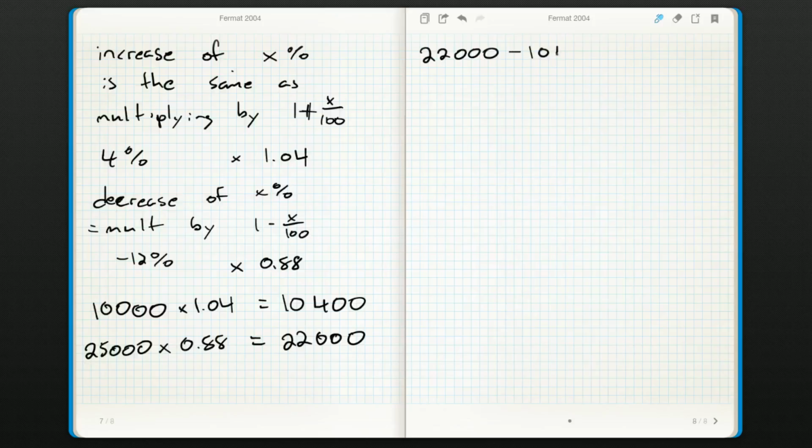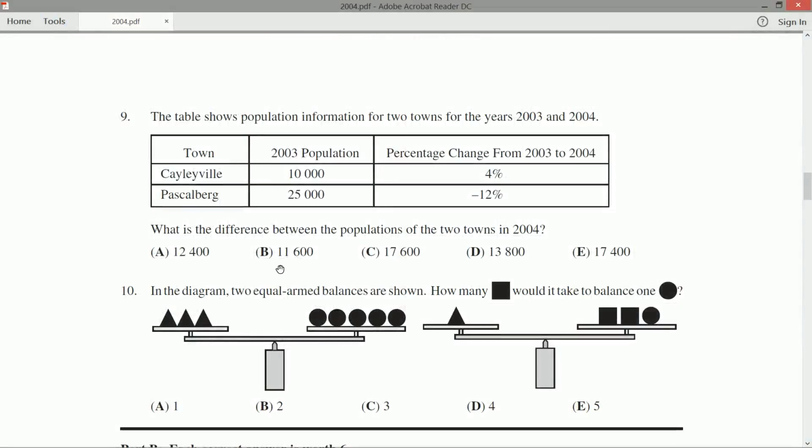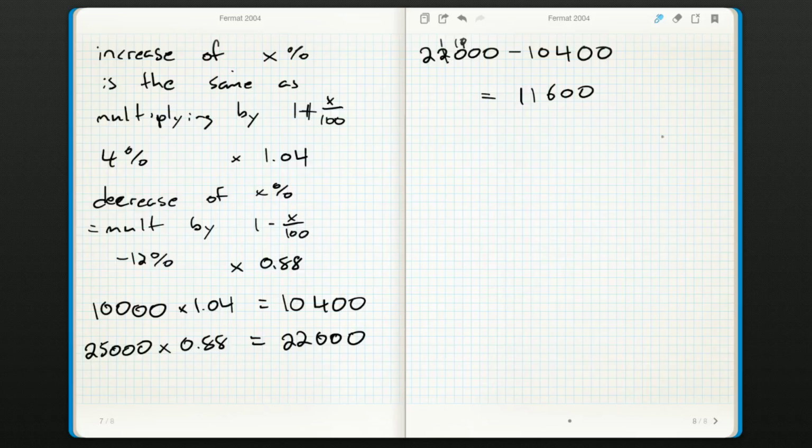22,000 minus 10,400. You'll have a 600, and then it'll be a 1 and then a 9, or a 1 and a 10 there. And that gives us the 6, and then it should be 11,600. But of course, if you want to, you can grab your calculator and use that as well. But 11,600, and where is that? B, 11,600.